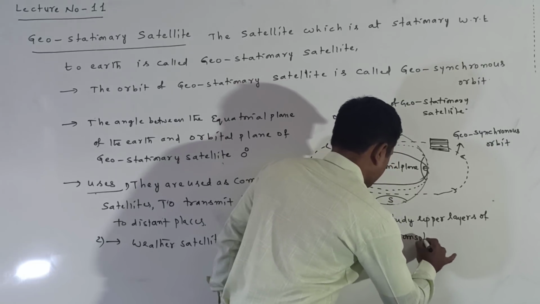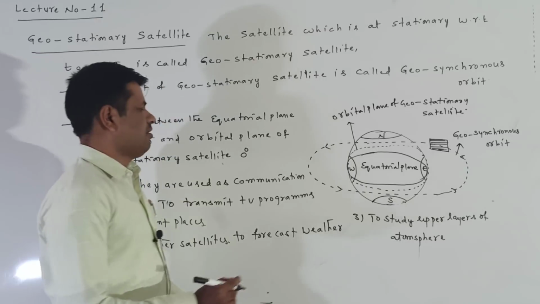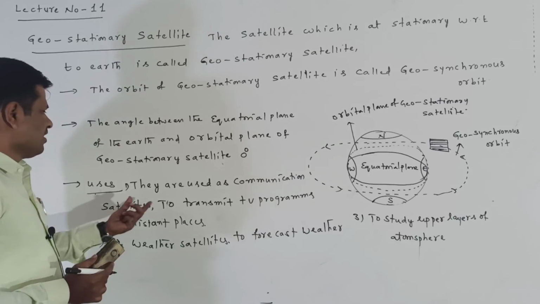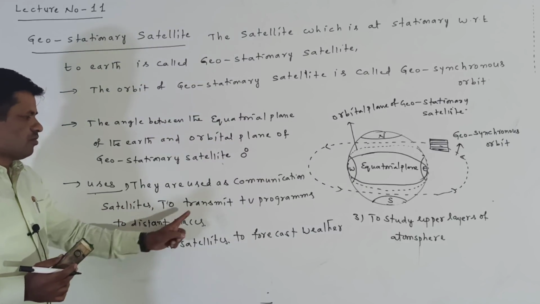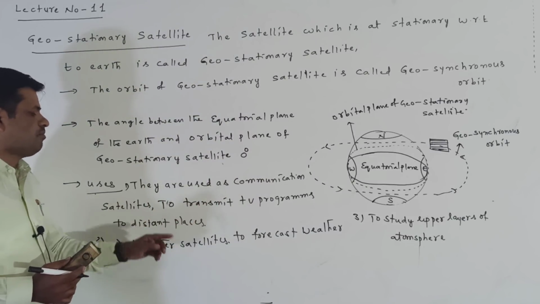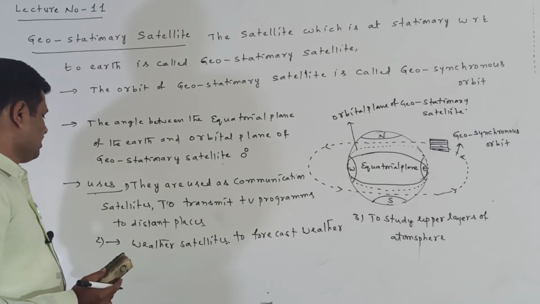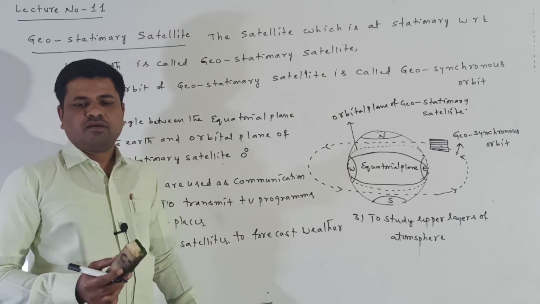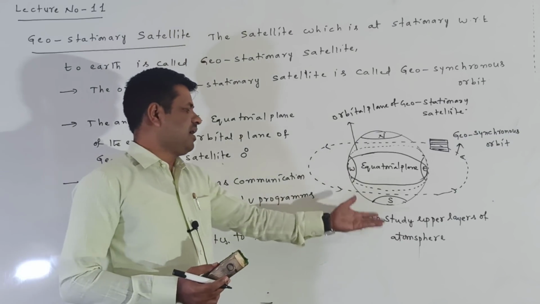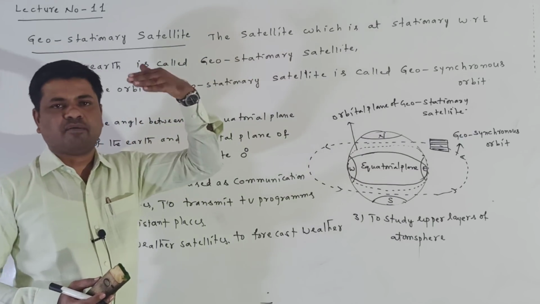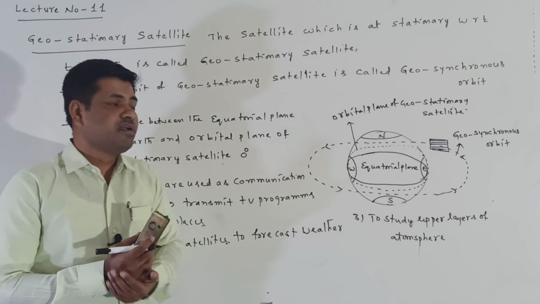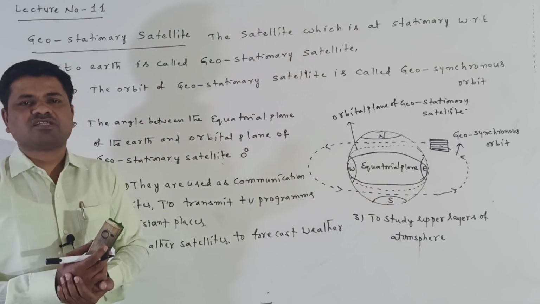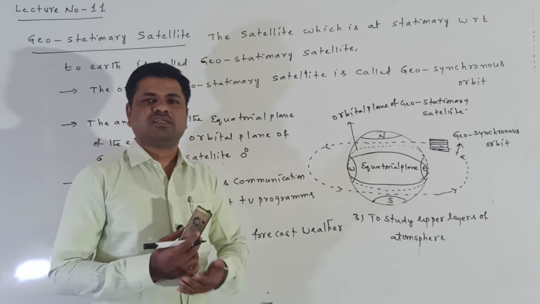These are the main uses of the geostationary satellite. What are the main uses here? They are used as communication satellites to transmit TV programs to distant places, longer distance places. This is used as a weather satellite to forecast weather. Next, to study the upper layers of the atmosphere. What are the layers in the upper layers of the atmosphere? To study those layers, we are using geostationary satellites. These are called geostationary satellites.